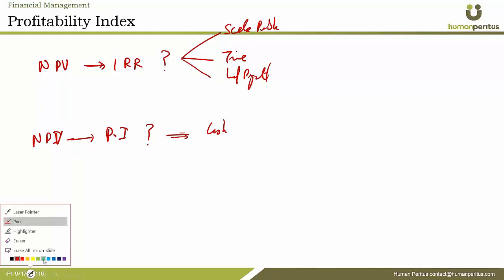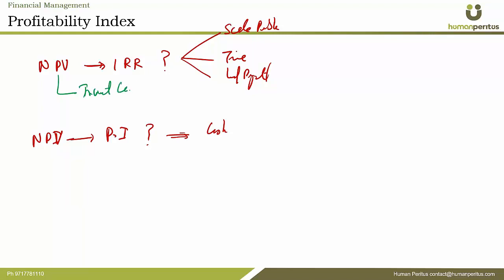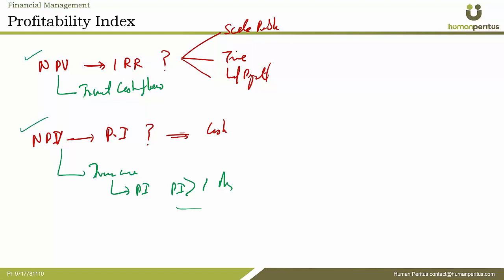So in this case, how did we resolve this problem? By the method of incremental cash flows, right? I calculated IRR. Similarly, in this case, I calculate my incremental cash flows. Then I calculate PI for that. If PI is greater than 1, I accept, otherwise I reject. Everything is the same, guys. So whatever issues we face between NPV and IRR, the same kind of issues are faced between NPV and profitability index. Is that okay?